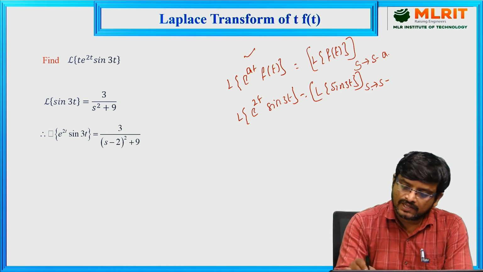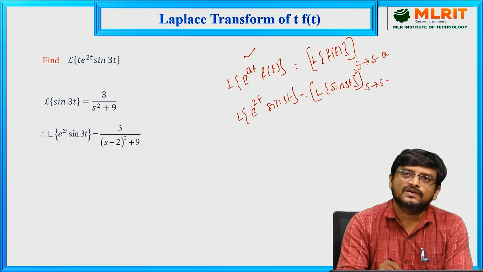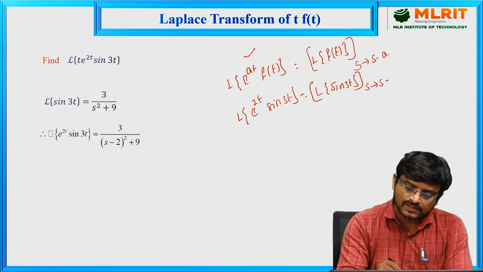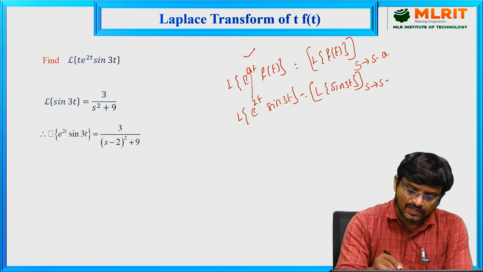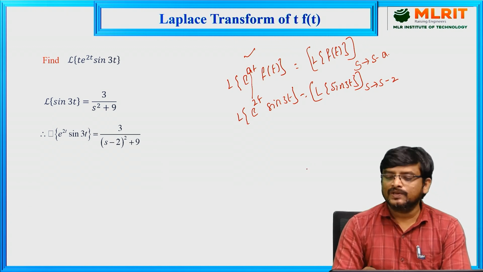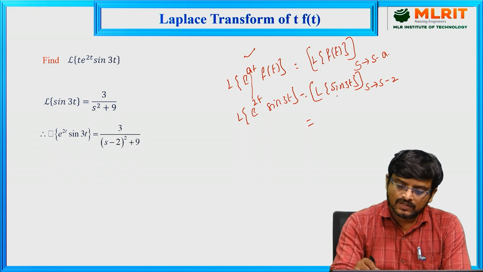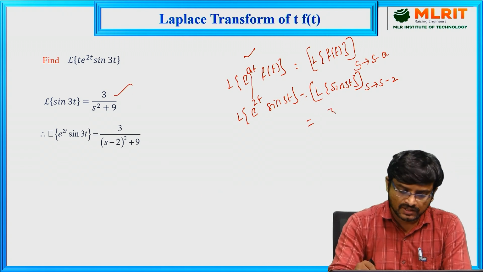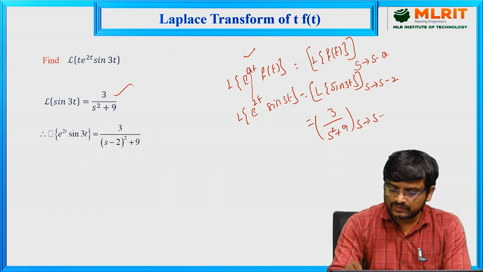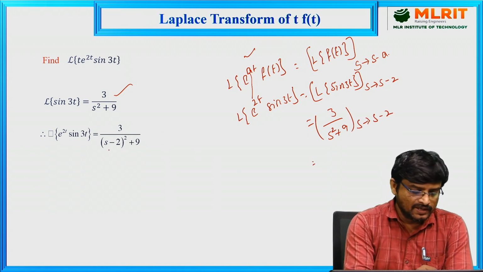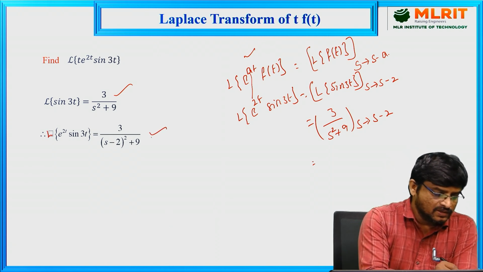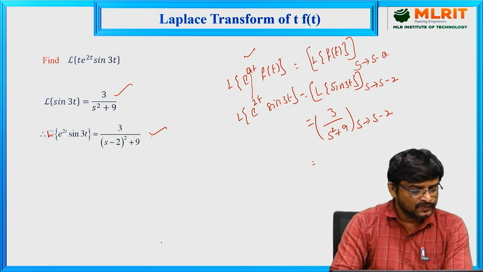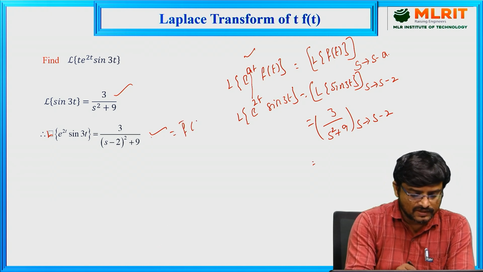Why are we taking the minus sign here? Because the power of the exponential function is positive. Whenever the power of the exponential function is positive, we have to keep the minus sign. Comparing, in place of a we have 2, so replace s with s minus 2. We already got Laplace transform of sine 3t is equal to 3 by s square plus 9. In that, replace s with s minus 2, so you will get 3 by s minus 2 whole square plus 9. This is the Laplace transform of e power 2t into sine 3t; consider this value as f bar of s.